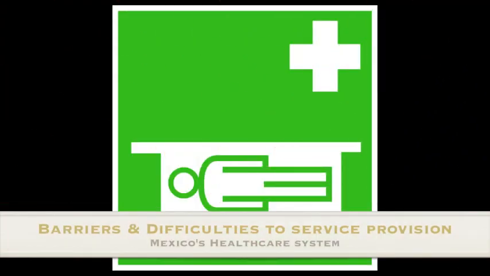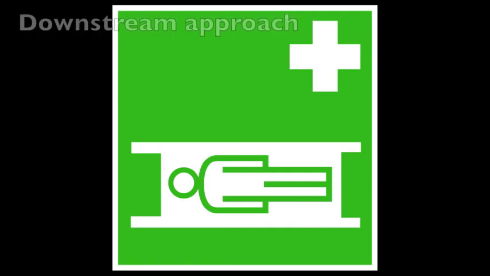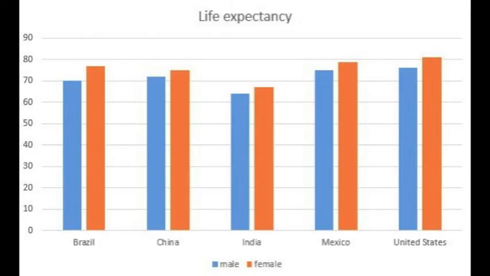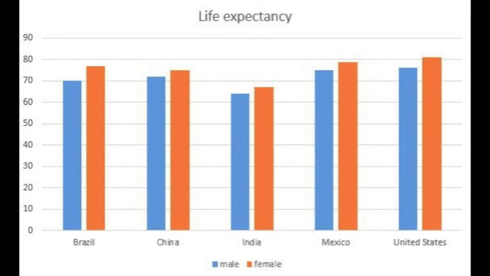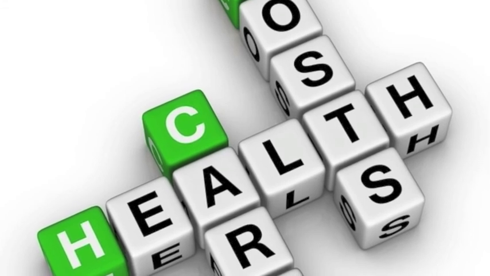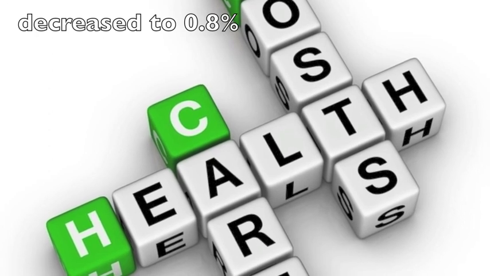Barriers and difficulties to service provision. Many barriers still exist to providing Mexicans with the best possible health coverage. They include geographical disparities, a downstream approach to care, inequitable access to services, and varying degrees of quality in facilities and medical professionals. Although all these barriers are still present, life expectancy has increased in Mexico to an all-time high of 75 years, and the population exposed to unaffordable healthcare costs has decreased from 3.3% to 0.8% in the last decade.